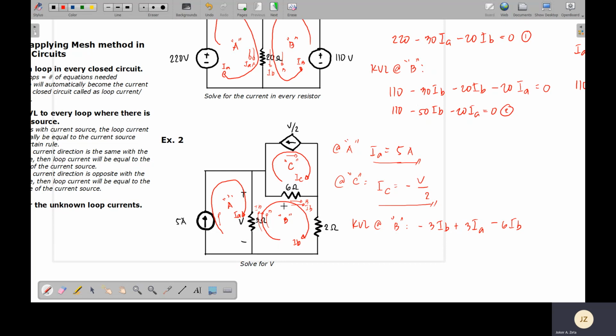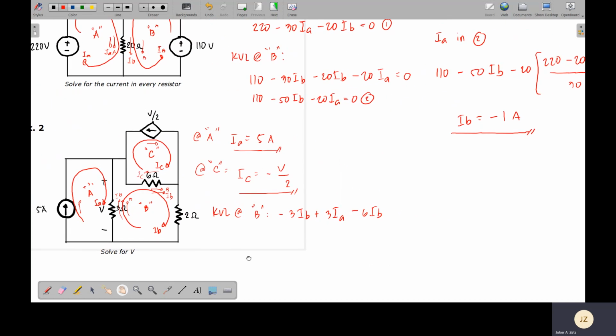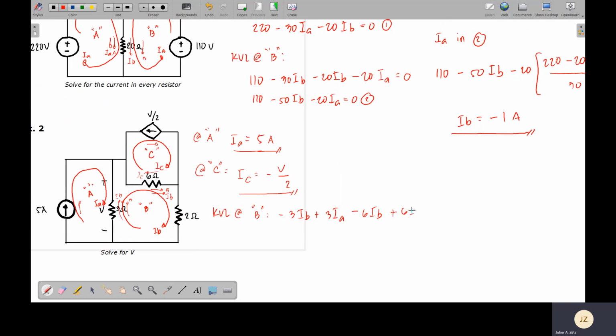So with respect to loop B, take note, loop B is going to the right, but the current IC that will flow along the 6 ohm resistor will be going to the left. So with respect to loop B going to the right and current IC going to the left, they are opposite in direction. Therefore, the other voltage for the 6 ohm resistor would be plus 6 IC. Okay, so there are only 2 voltages for the 6 ohm resistor. We will proceed with the last resistor.